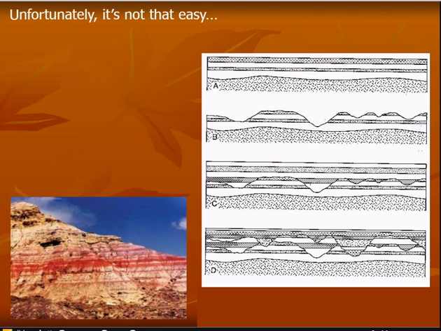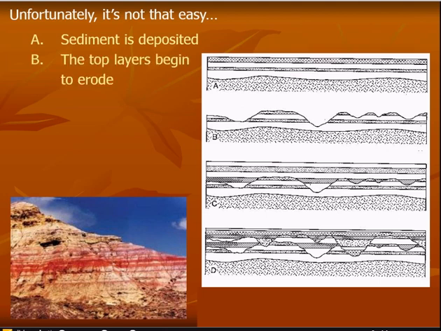Okay, unfortunately, it's not that easy. The law of superposition only works when there's no erosion, which of course there's always erosion, especially when you're talking over huge time periods like millions and hundreds of millions of years. So first of all, let's just talk about how this happens. Sediment is deposited. That's the law of superposition. But then eventually, and look at slide A there, now for slide B, the top layers begin to erode over time because of wind and rain. Then more sediment gets deposited on top of those eroded layers.